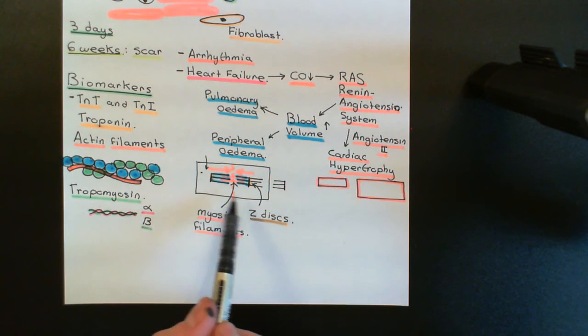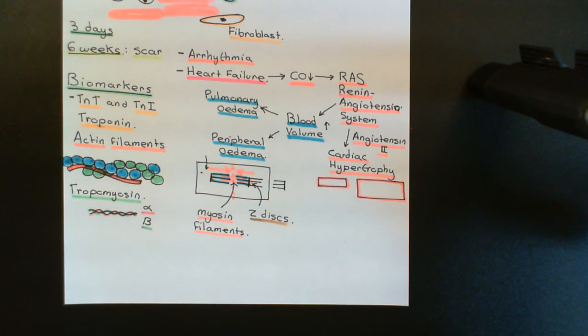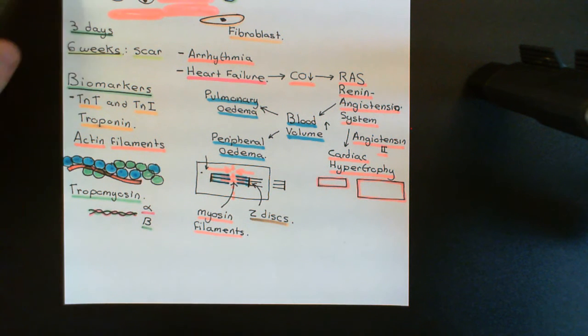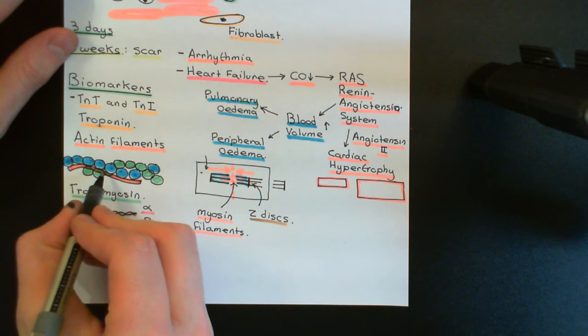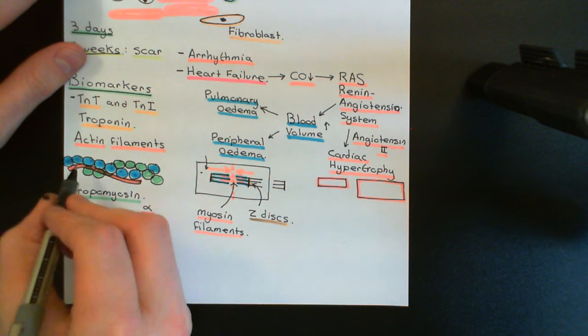So that's the reason that when you've got a cardiomyocyte in a resting state that's not contracting, it's not contracting because the tropomyosin proteins are obstructing the actin monomers of the actin filament and preventing the myosin filament from being able to interact with the actin filament.